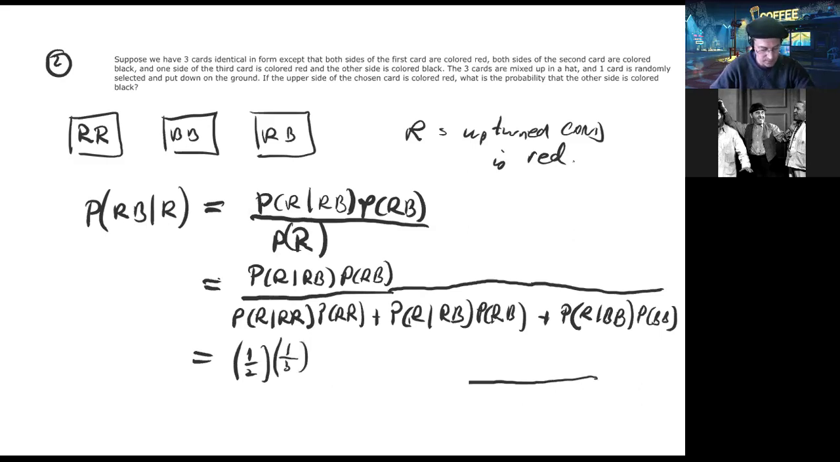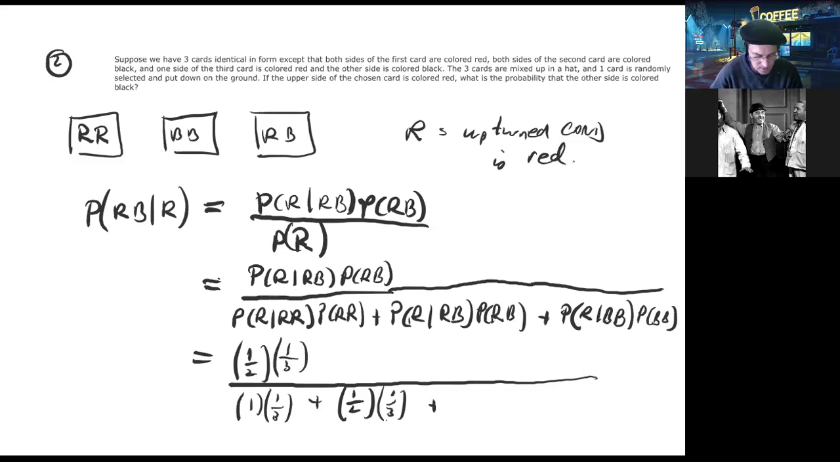Okay, so now let's figure out what the denominator is. What is the probability of R given that you've drawn the RR card? Well, that's a probability of 1, of course. And what is the probability of drawing the RR card? 1/3 of the time. Now we get to the second term: what is the probability, given that you've drawn an RB card, that you see the red side turned face up? We saw that already. That's 1/2 the time. And then the probability of RB we saw was 1/3.